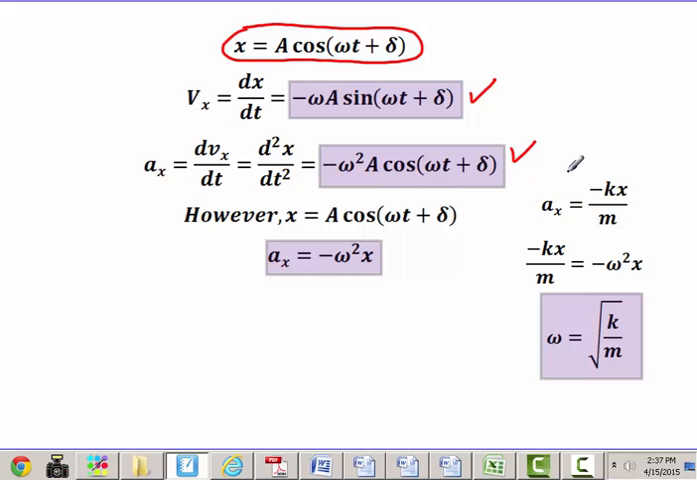Now also, if you take this and solve for omega, you can find out that omega is nothing more than the square root of k, the spring constant, divided by the mass. That's going to be useful when you have one of these that's unknown and the other two are given, you can find the other variable.